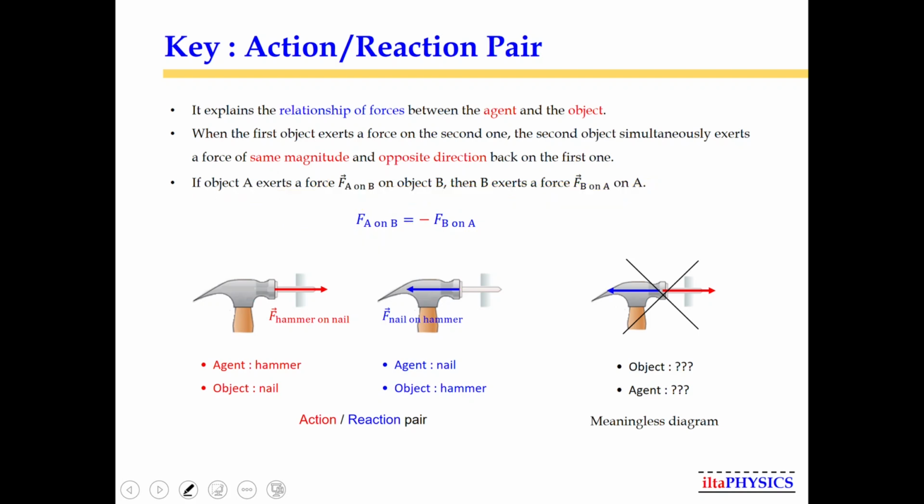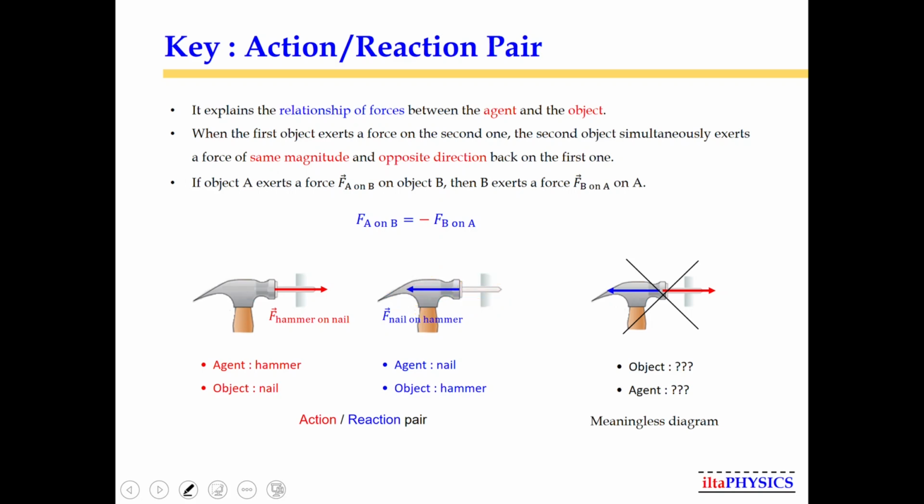Let's look at a very common example: hitting a nail into a wall with a hammer. When the hammer is the agent applying the force, and the nail is the object receiving it, the force the hammer exerts on the nail is toward the right, shown by the red arrow. At the same time, the nail also pushes the hammer back to the left, shown by the blue arrow. In this case, the nail becomes the agent and the hammer becomes the object. Common sense tells us that the hammer is hitting the nail, but physically speaking, the nail is also hitting the hammer with the exact same amount of force.